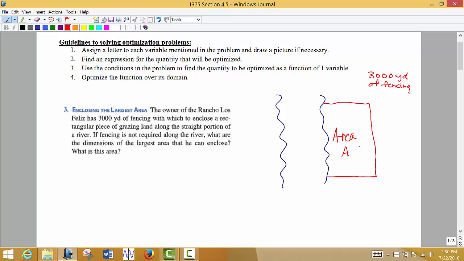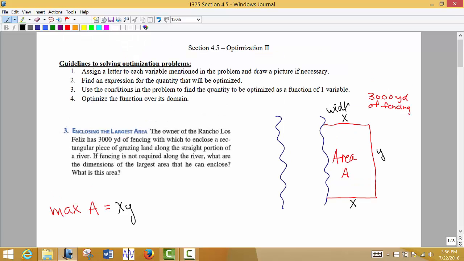Okay, we'll call the area A. Now we want to keep in mind that what we want to do is maximize A. So we maximize our area. We have a couple of unknowns here. We don't know how wide the fencing is going to be, and since those sides are the same, let's call those X. And we don't know how long it's going to be, and since this is potentially a different length, we're going to call that Y. So the area is X times Y, or width times length. All right, so I'm just going to label this: the width is X, the length is Y.